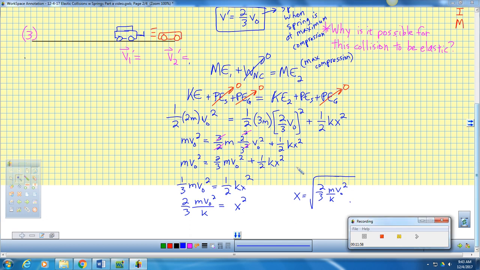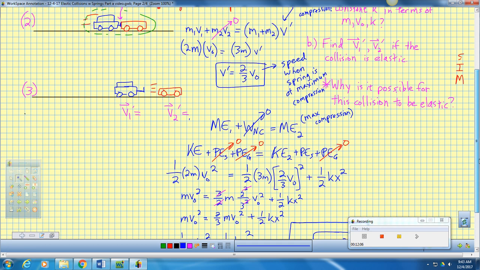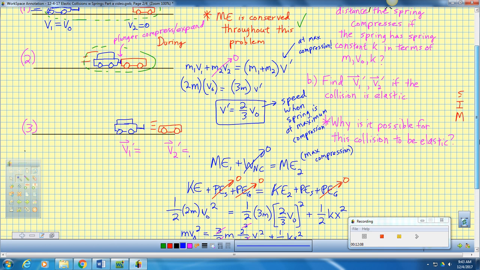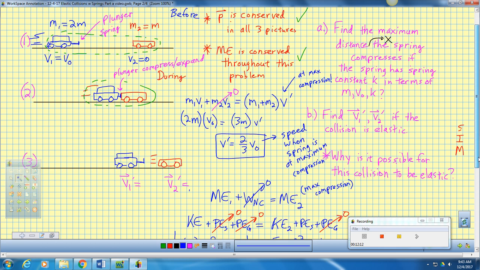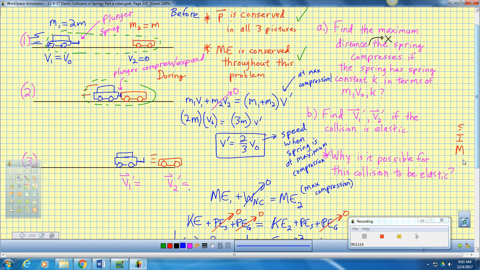Okay, so our class, eventually we all ended up right about here. And that's good and that's correct. We verified this a couple times over. And so now we're ready to move on to part B, which is find V1 after the collision, V2 after the collision, and we've already answered this part.